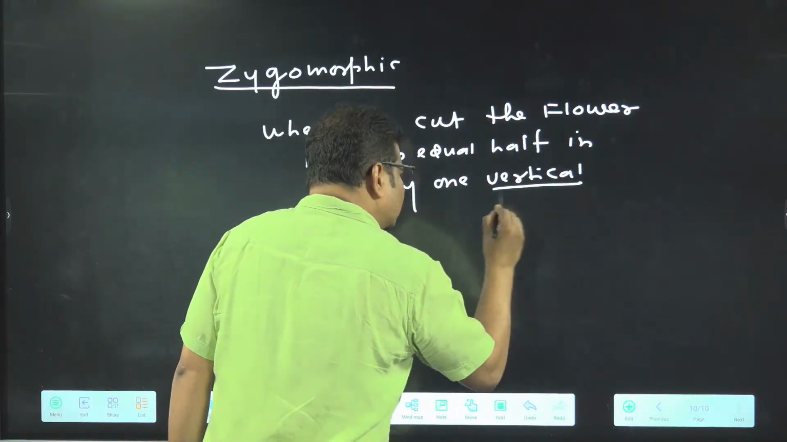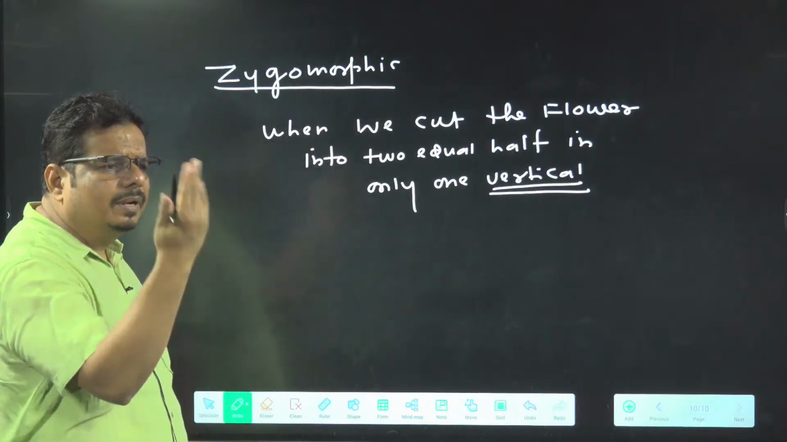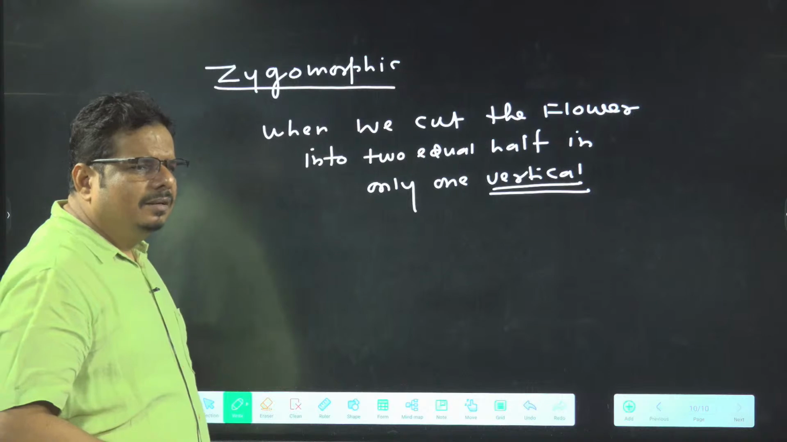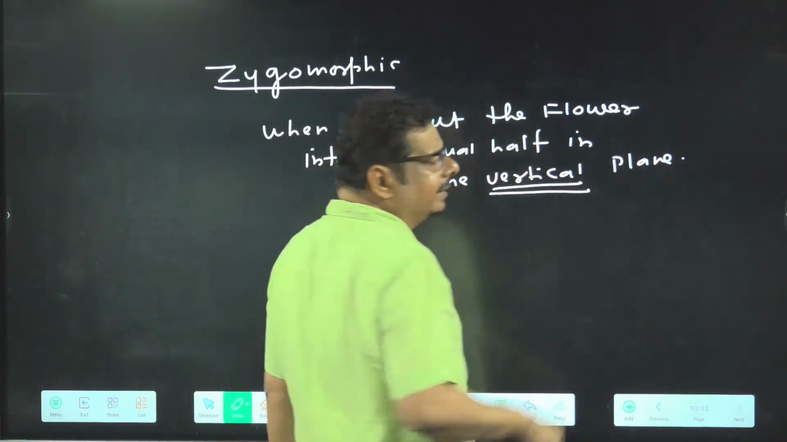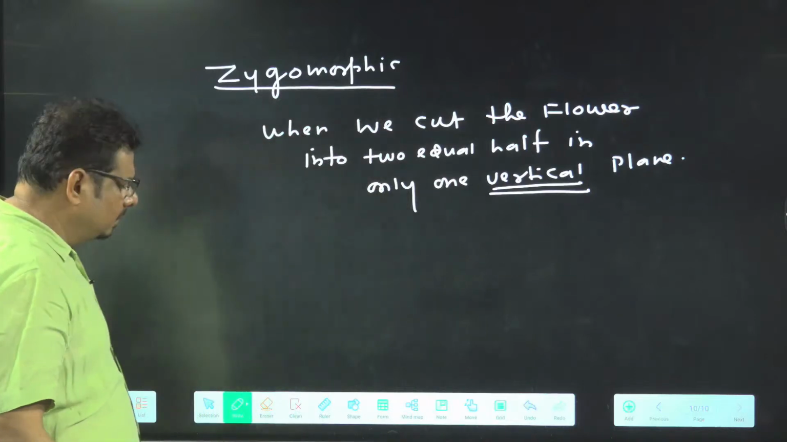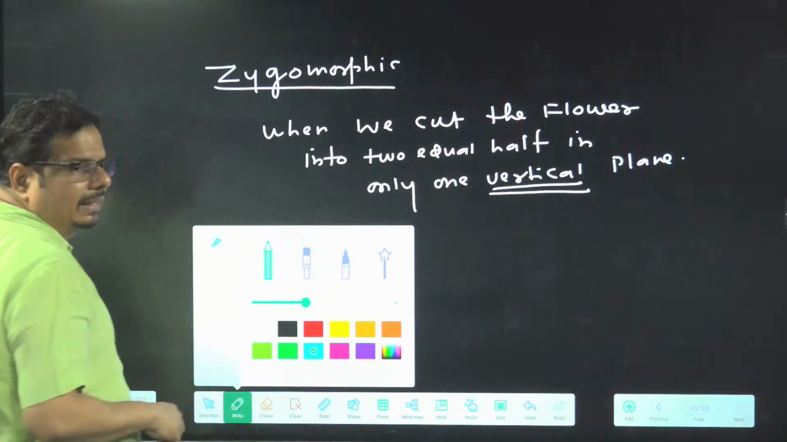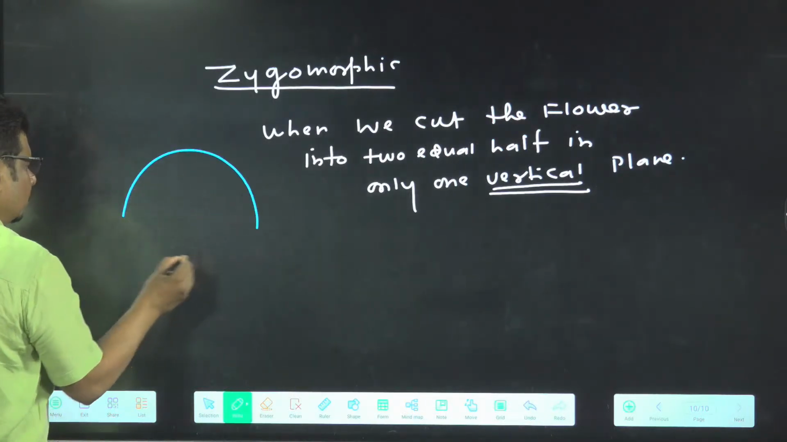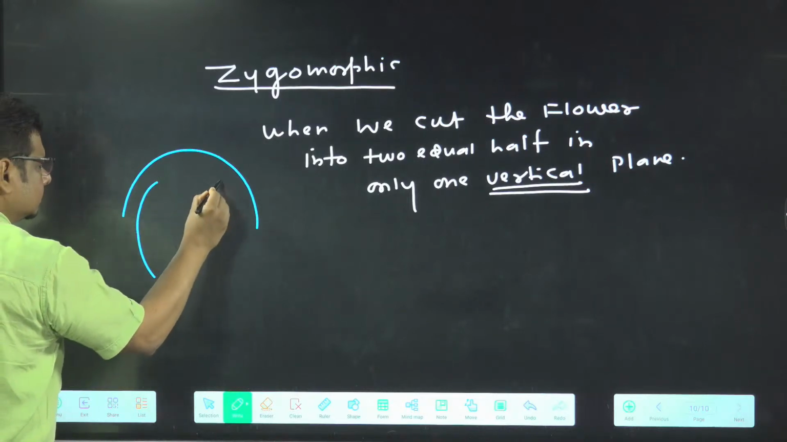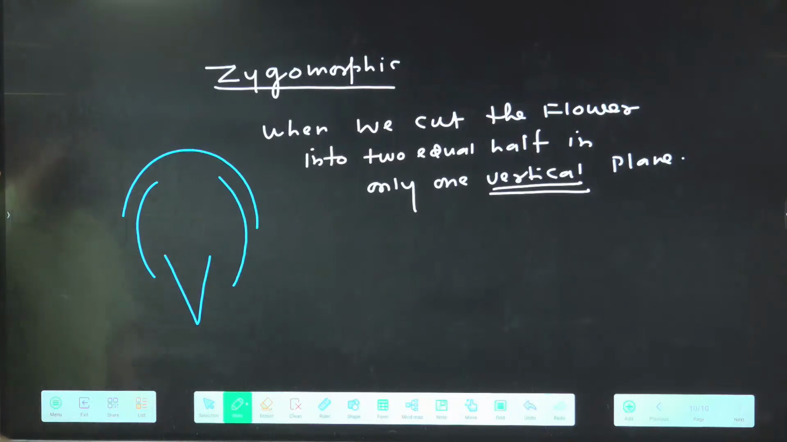Here people will torture you. They will write horizontal plane. Then the answer becomes wrong. In only one vertical plane, it is called which flower? Not only one plane, it is a vertical plane. It is zygomorphic. I am drawing a diagram. Look here. So cut the flower. Can you cut it into two equal halves?